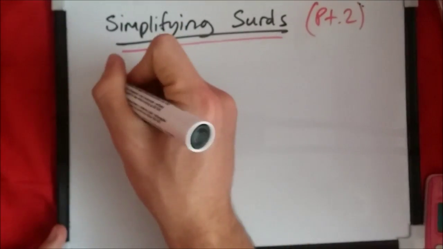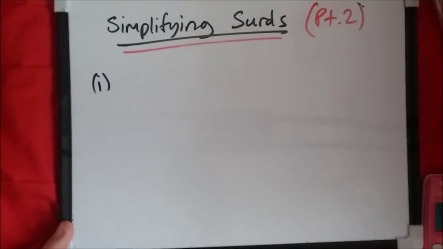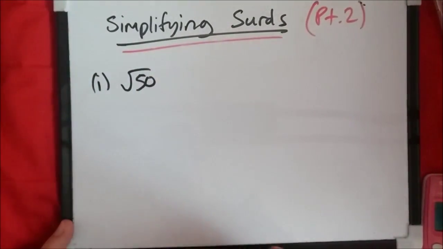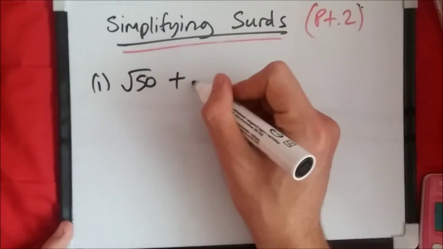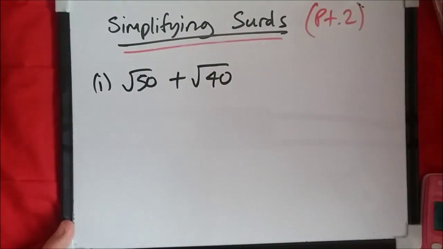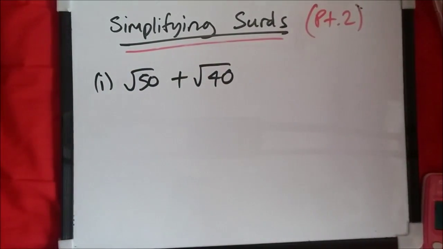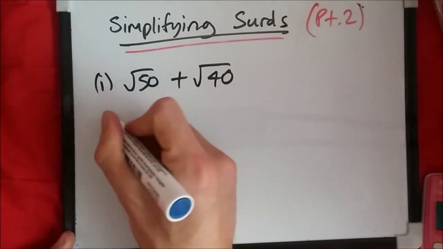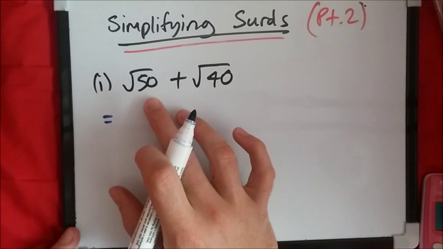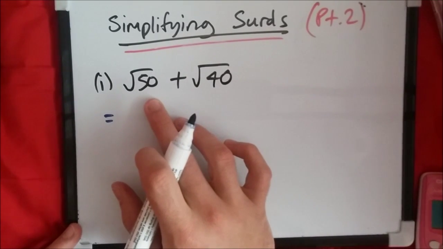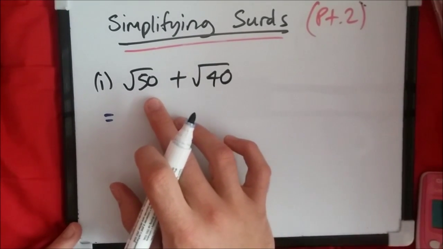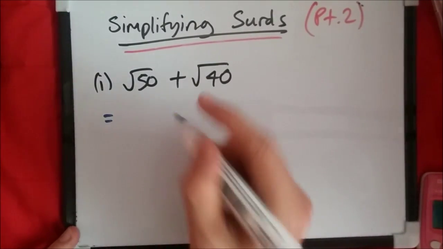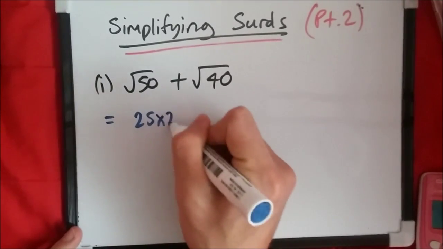So, example 1. Now, suppose we had root 50 plus, well, let's just do root 40 again, like the previous one. Root 50 plus root 40. Now, how do we solve this? First things first, we have to simplify the surds, and we've got to break them up. So root 50, we need at least a square number inside, two numbers, and one of them should be a square. We said previously that we can use 2 and 25. Okay, so let's just say 25 times 2.